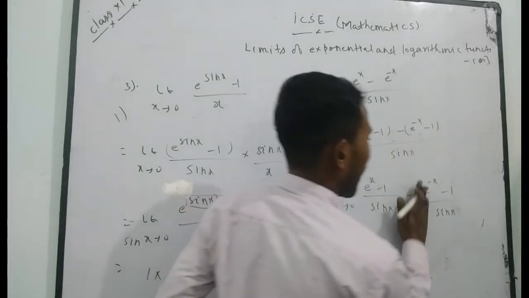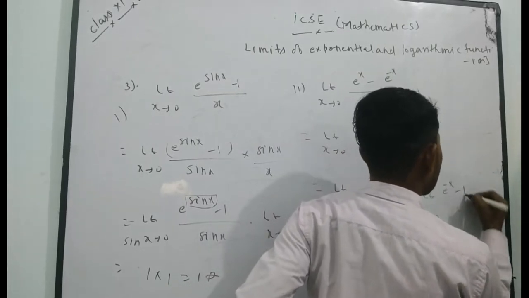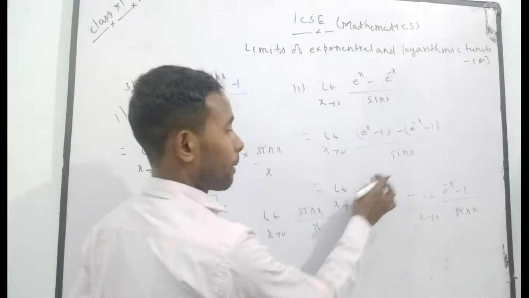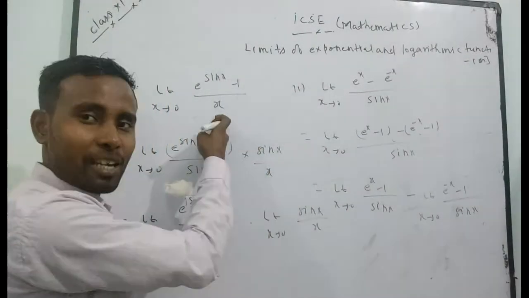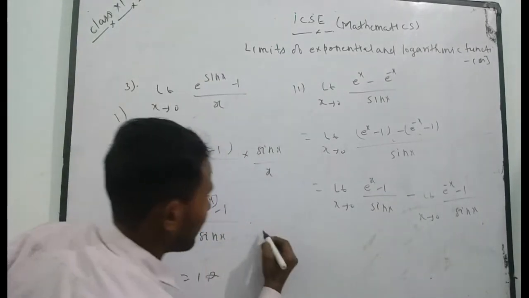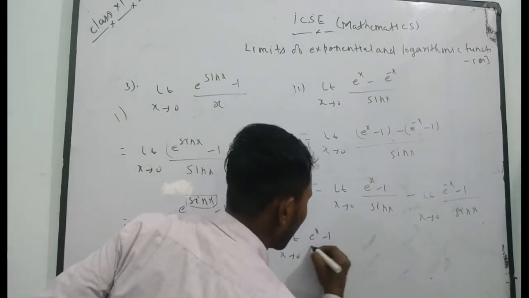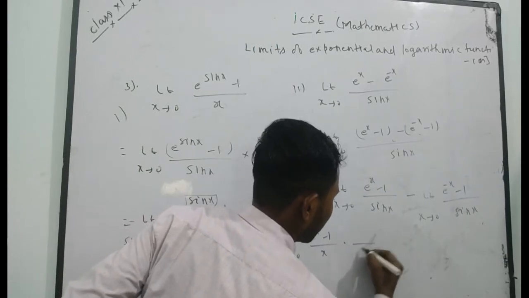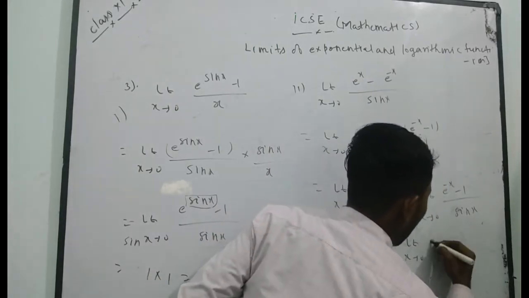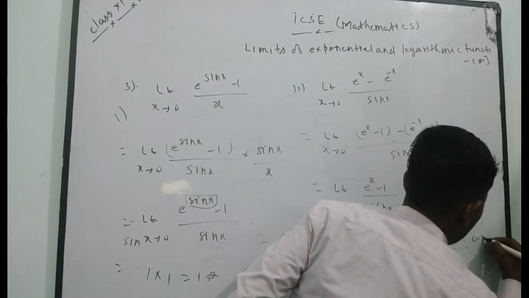Now I want to use limits separately so that you can understand easily. Limit of (e to the power minus x minus 1) divided by sin x. Now you see that there is (e to the power x minus 1) by sin x. This is the same as the previous problem. Now I want to write it again: limit x tends to 0 of (e to the power x minus 1) by x into sin x by x, minus limit x tends to 0 of (e to the power minus x minus 1) by minus x into minus x by sin x.